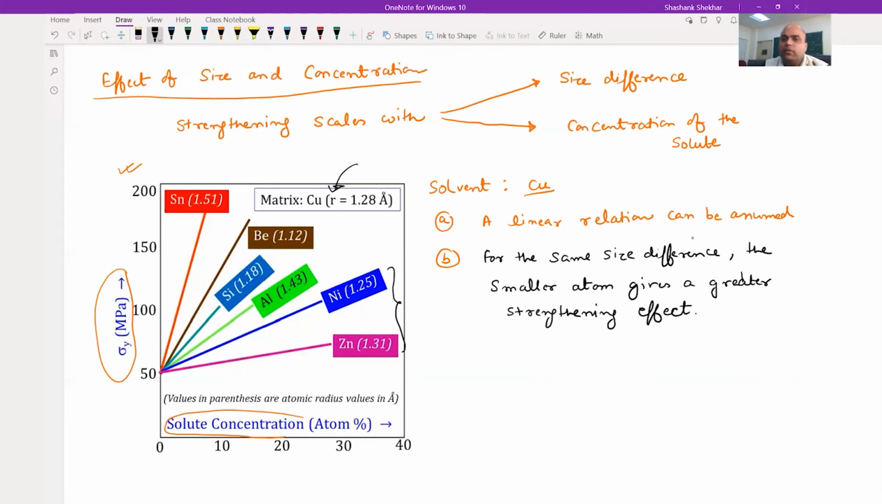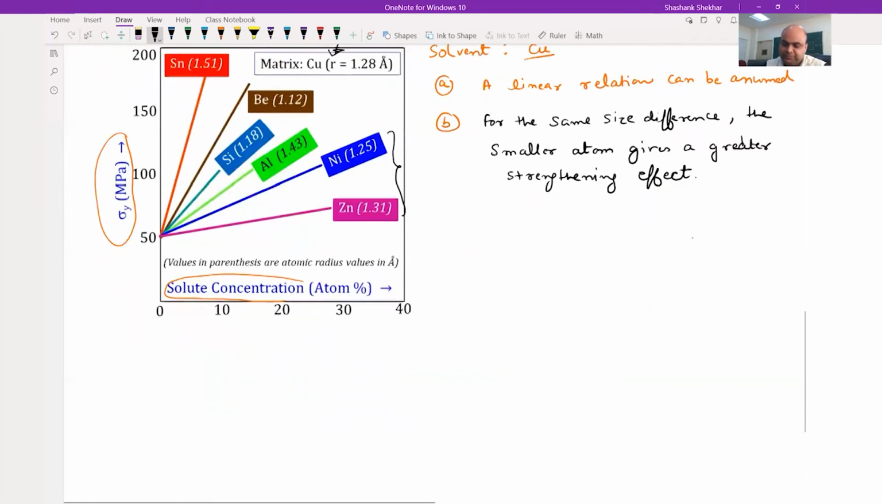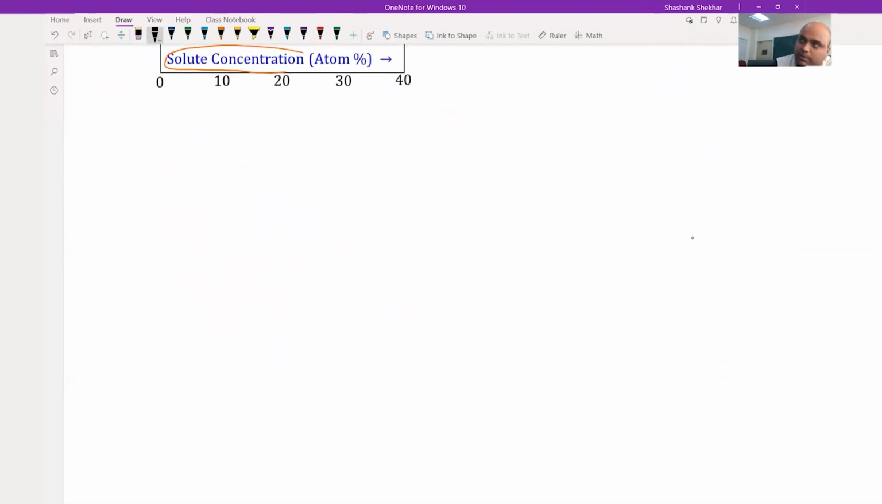So we have understood the concept of distortion in the lattice because of the presence of solute atoms. Now let's talk about distortion in the lattice because of the presence of dislocations. And then we'll discuss how these two distortions are going to interact, leading to the increment in the strength. So we'll now discuss distortion in the lattice due to dislocations.